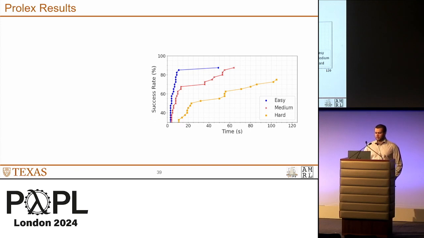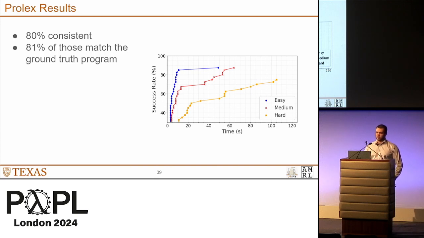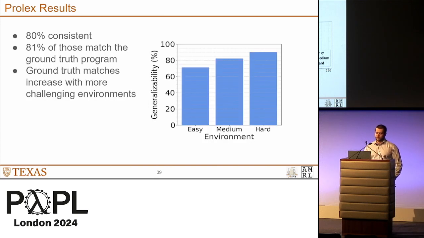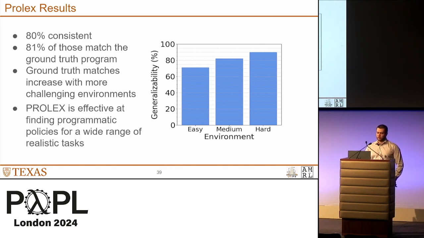PROLEX, with this in mind, was able to find a program consistent with the demonstration for 80% of these benchmark tasks, with a 2-minute timeout and 1 demonstration. Moreover, PROLEX was able to find the ground truth program for 81% of these tasks. We also found that with more difficult environments, our solution was able to find more programs matching the ground truth program. This is because the more challenging environments allow us to prune more candidate partial programs.